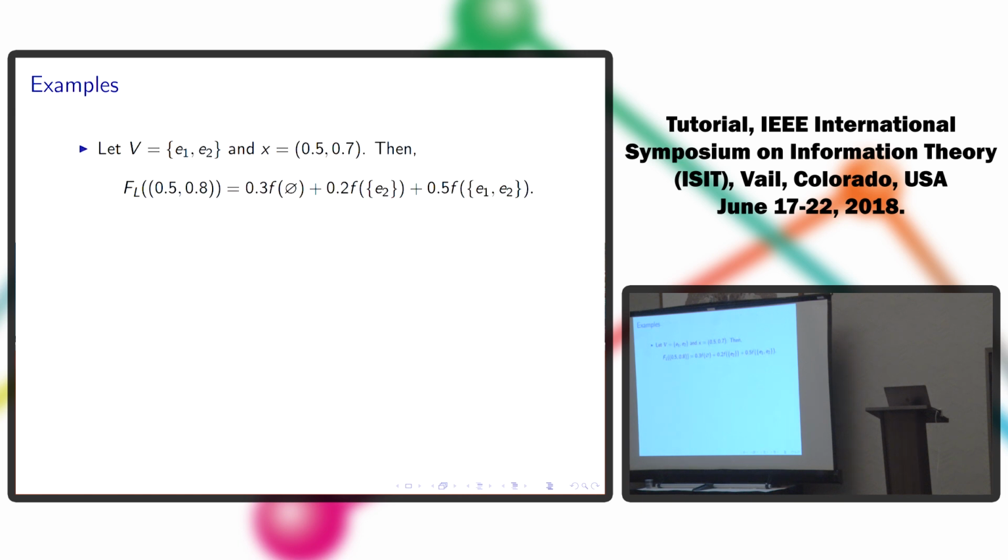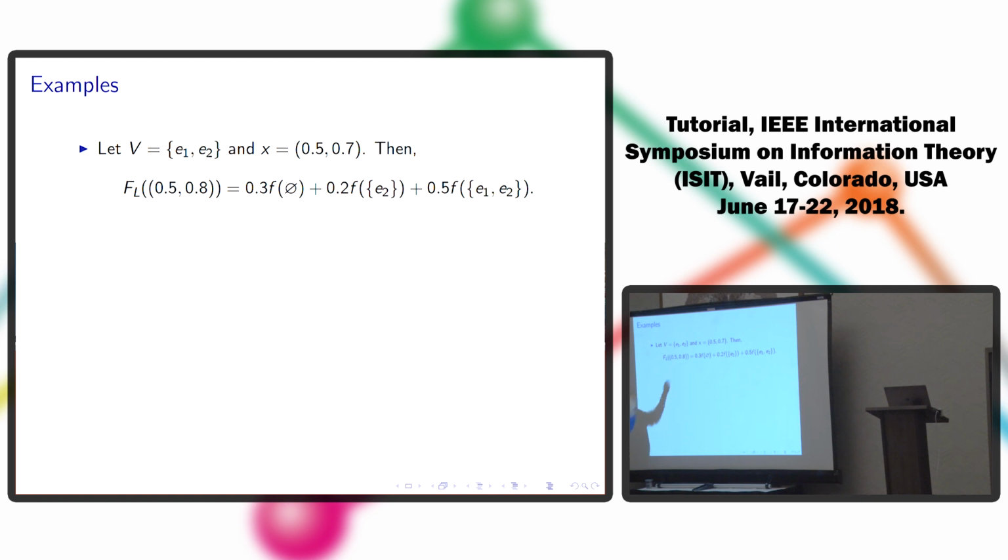So let's just calculate what it is for a very simple example. Let's assume that my v is E1 and E2, and my x is 0.5 and 0.7. Okay? That might actually clarify what this multilinear extension is at that particular point.